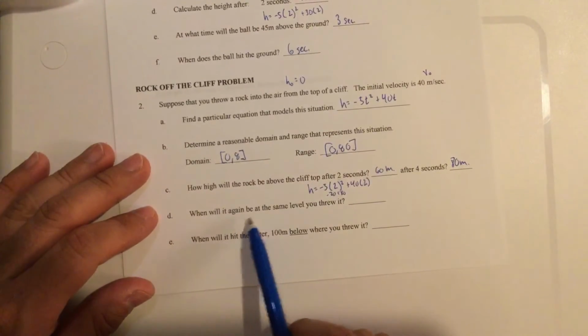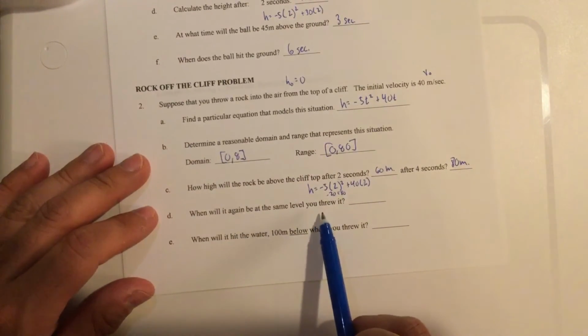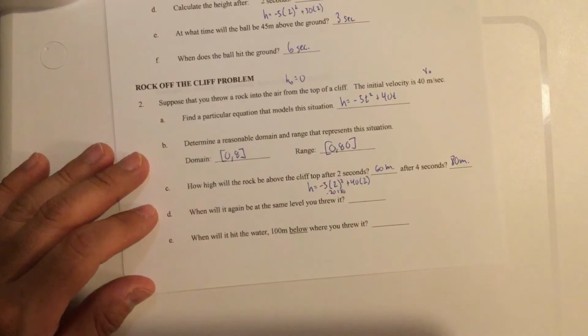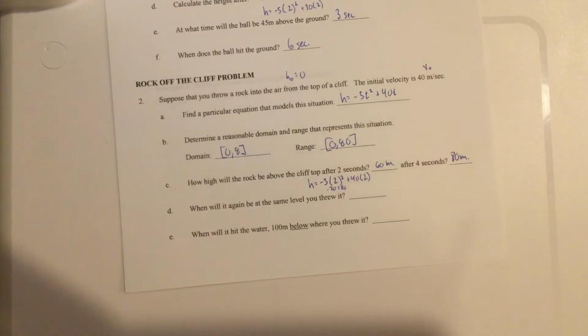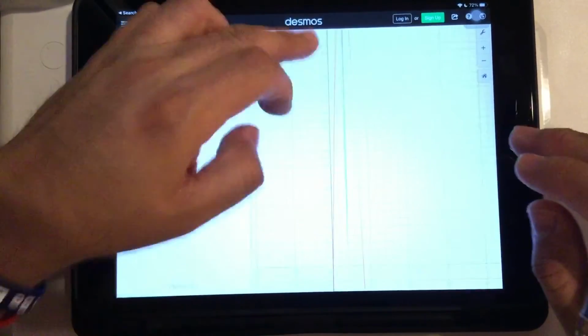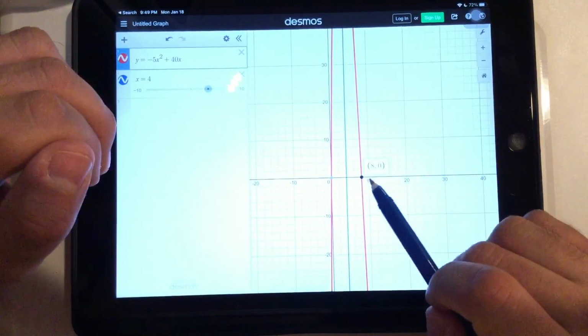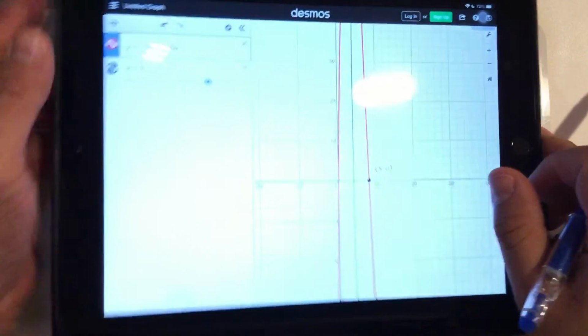When will it again be at the same level you threw it? So I'm assuming that's when it's going to hit the ground. Once again, because the initial height is that. So we scroll down here and we see that it is 8 seconds.